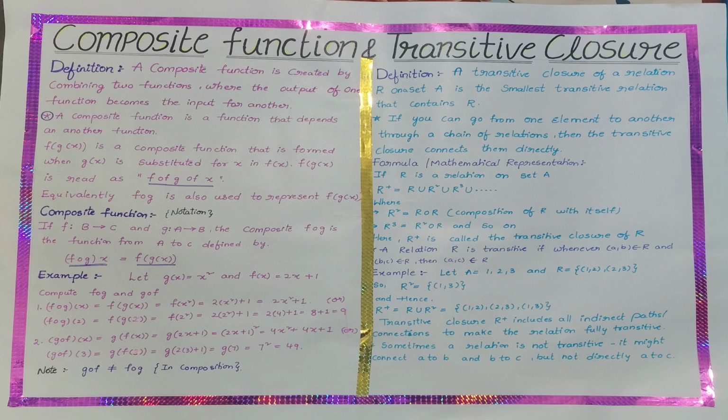Let us see some applications. Composite function is used in programming and data processing pipelines, in real world problems where multiple processes happen in sequence. Transitive closure is used in computers to find reachable paths in datasets for hierarchical queries. We use the transitive closure.